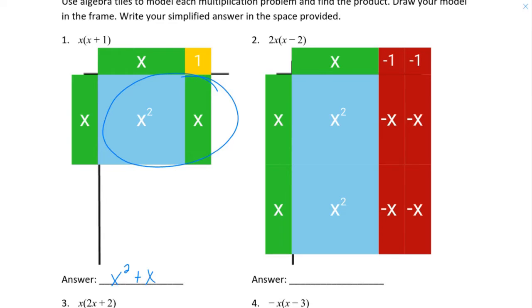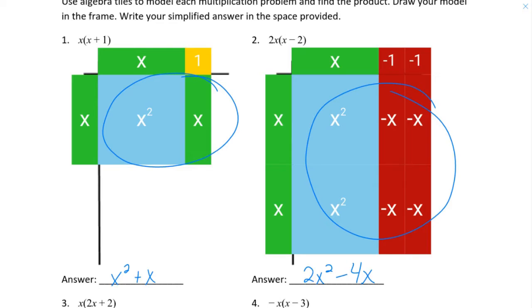If we take a look at what we have left over, what our product is, again, is everything inside here. So if you notice, we have two x squared tiles, which means we have 2x squared as part of our product. And then we have 4 negative x's, or in other words, negative 4x.